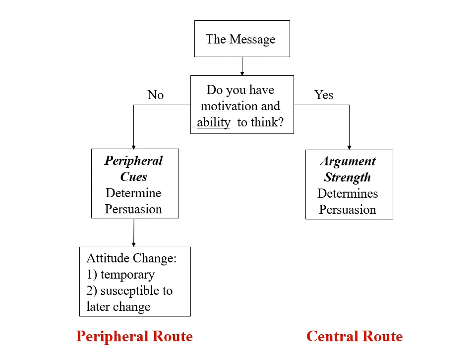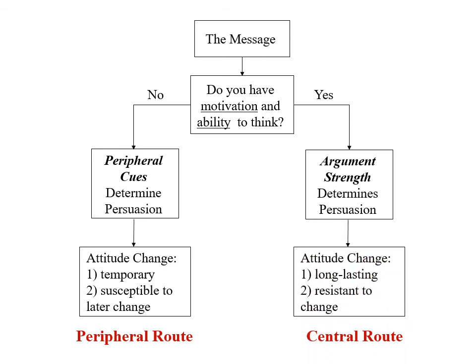So if somebody's giving you really good arguments, you go back to the vegetarianism example, if someone's giving you really good arguments for why you should go vegetarian, then you'll be like, oh, okay, yes, I buy that. Those make sense to me. That's what's going to determine your persuasion. And if you're persuaded via the central route, your attitude change tends to be more long-lasting and more resistant to later change. It's also more predictive of behavior, as we talked about before.